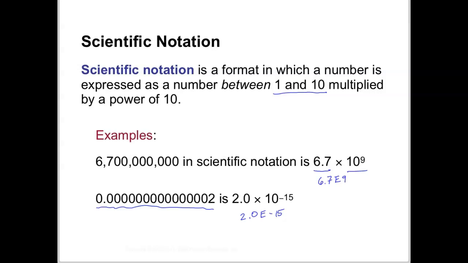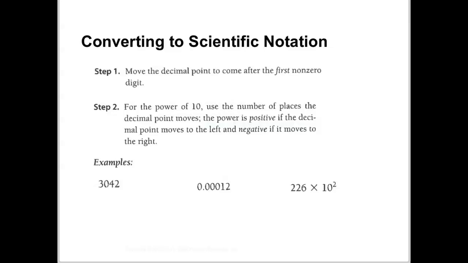So let's talk a little bit about how we actually convert into and from scientific notation. If I want to convert to scientific notation, step one, I'll move the decimal point to come after the first non-zero digit. In step two, for the power of 10, I'll use the number of places the decimal point moves. The power is positive if the decimal moves to the left and negative if the decimal moves to the right.